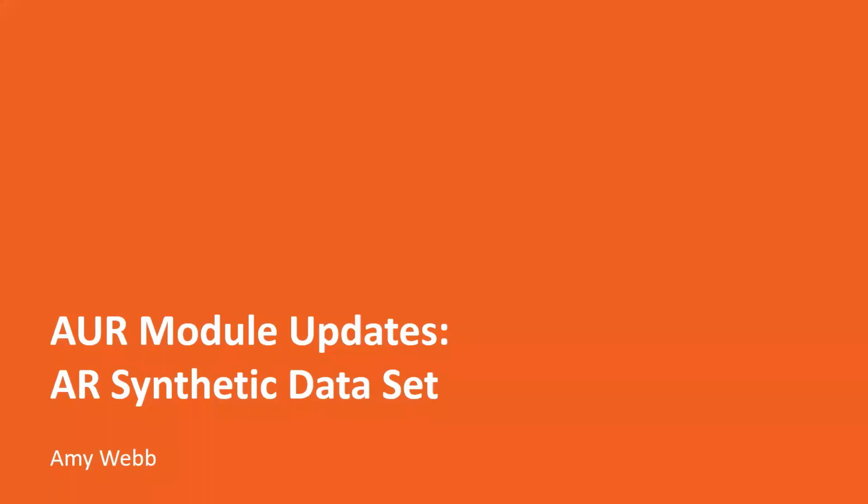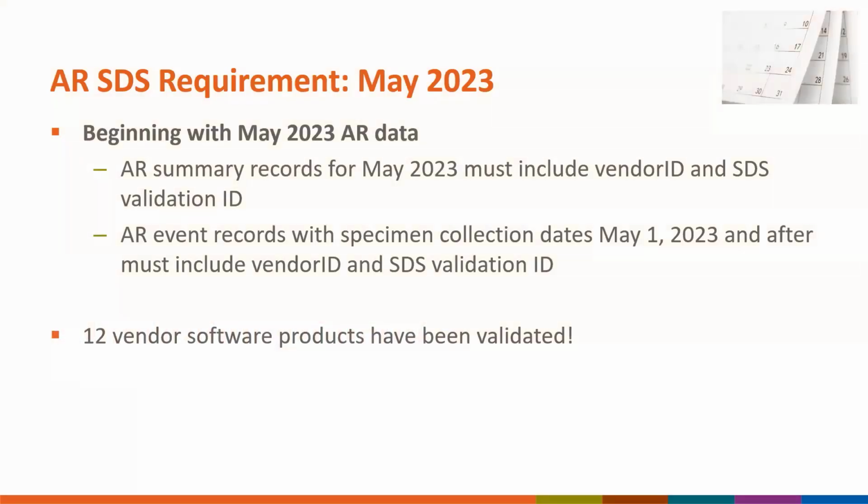Thanks, Virgie. So I'm going to talk a little bit about the AR synthetic data set, or AR-SDS. As you all know, the requirement starts in just a few days now, in May 2023. That means AR summary records for May 2023 must include the vendor ID and SDS validation ID. Similarly, AR event records with specimen collection dates of May 1st, 2023 and after have to include those two variables, the vendor ID and SDS validation ID.